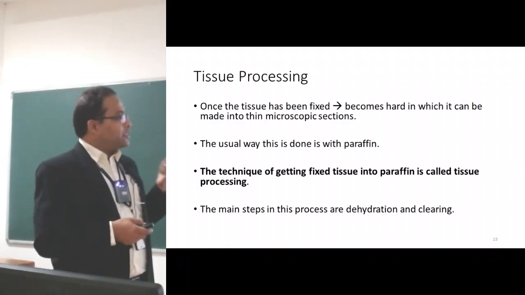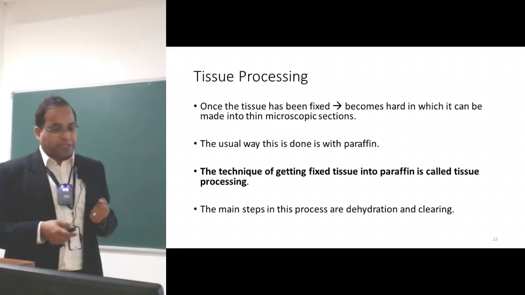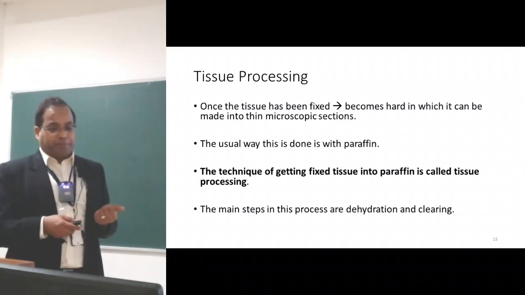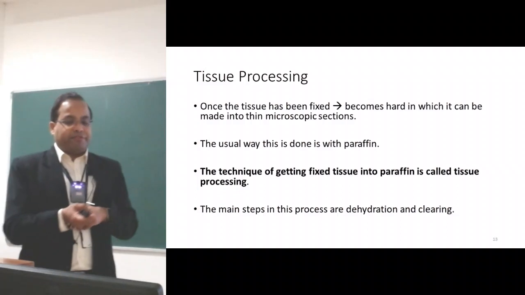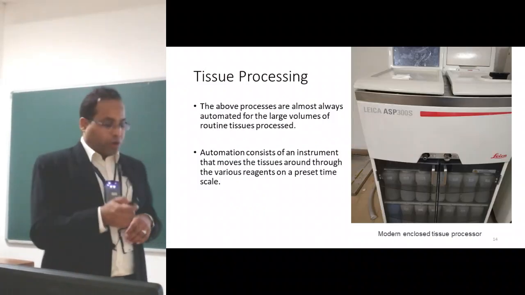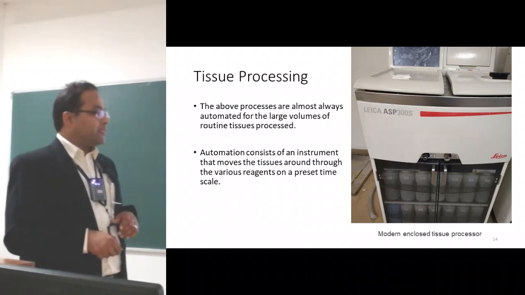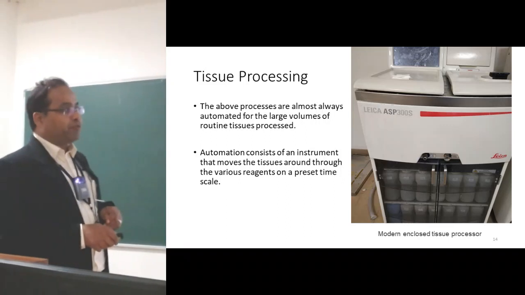Once the tissue has been fixed, it becomes hardened, which can be made into thin microscopic sections. This is usually done with paraffin. The technique of getting fixed tissue into paraffin is called tissue processing. This is what a larger tissue processor would look like. This is a modern enclosed tissue processor. We have three of them.